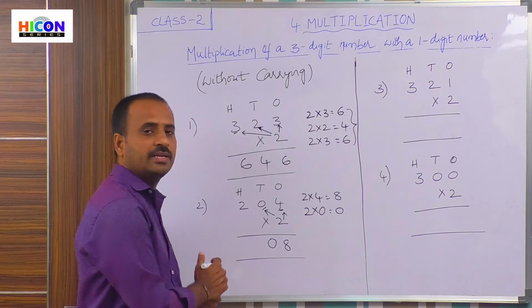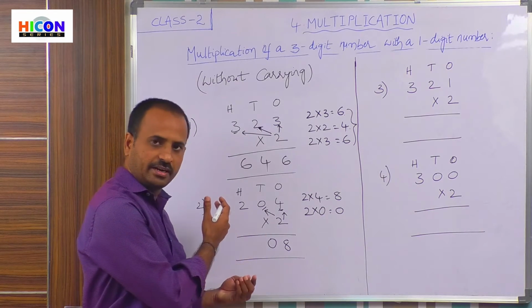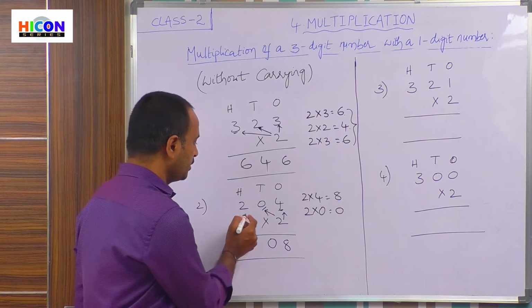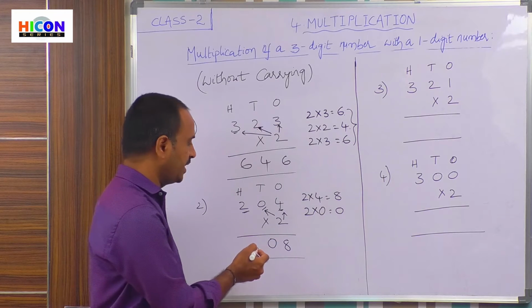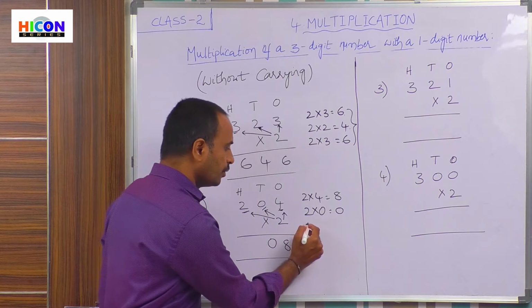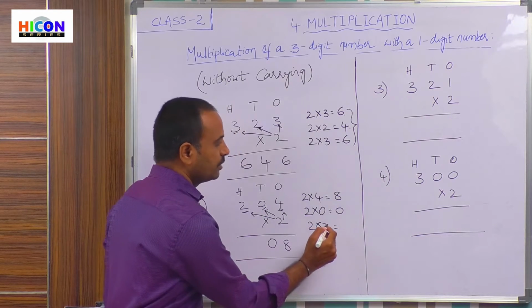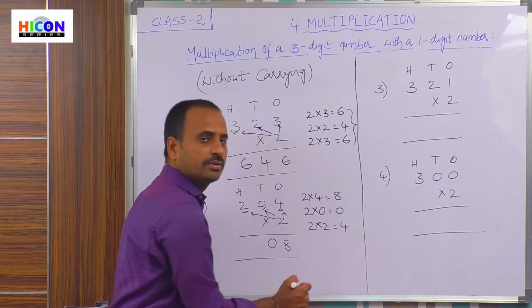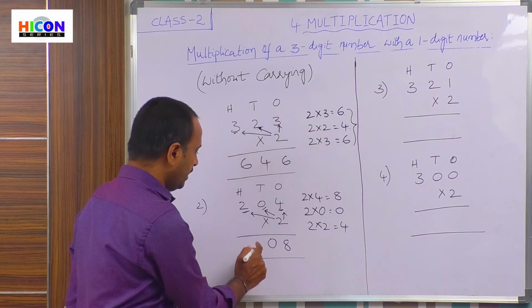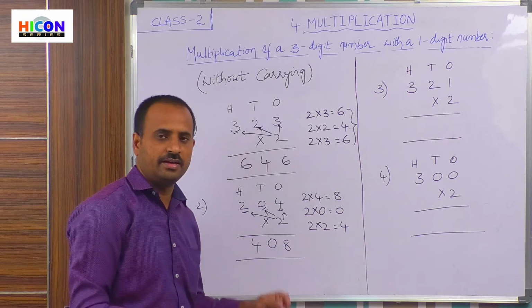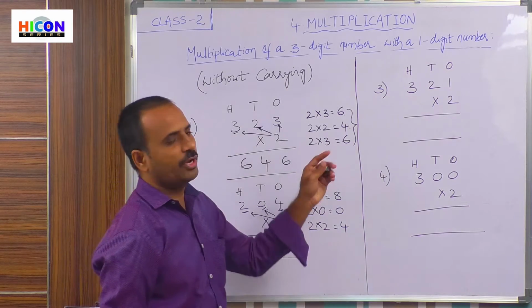Now go to hundreds place. Multiply the digit present in hundreds place with 2. Which digit is present in hundreds place here? 2 is present in hundreds place. Multiply this 2 with 2. That is 2 into 2. Children, 2 twos are how much? 2 twos are 4. So write this 4 under hundreds place. So the answer is 408.